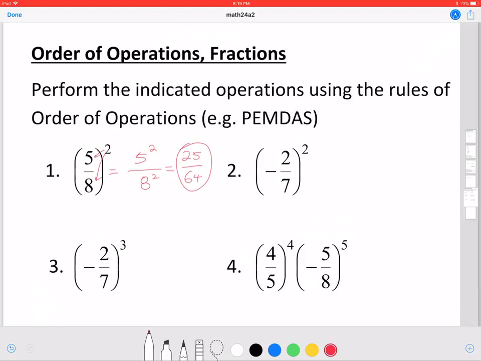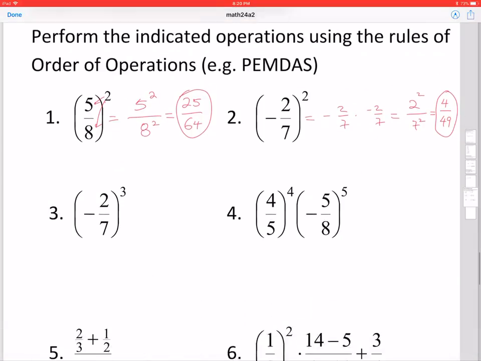Okay, number two, similar, but the fraction inside the parentheses is now negative. So this is simply negative 2 over 7 times negative 2 over 7. And I hope you remember when you multiply two negatives, you get a positive. So here the negative will disappear, and simply that will be 2 squared over 7 squared, or 4 over 49. That will be the answer for this problem.